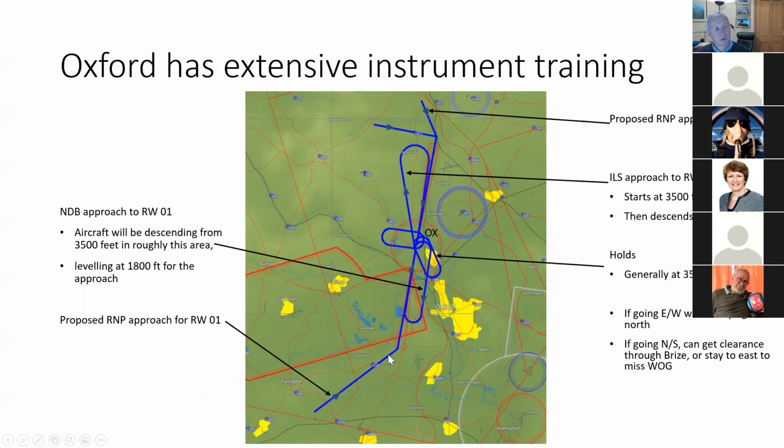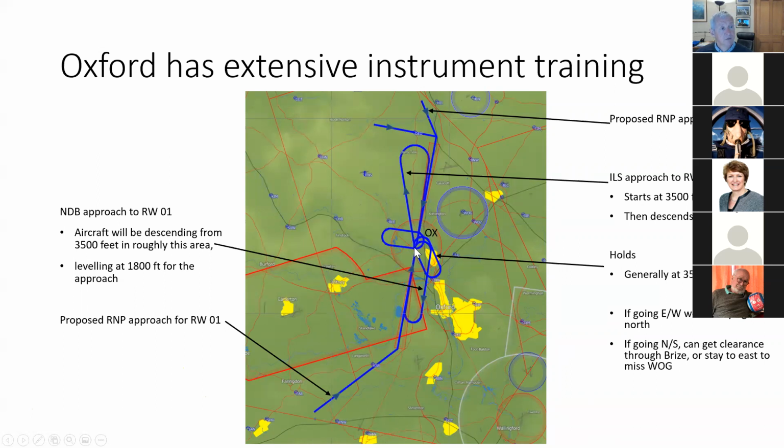And at least once I've got a clearance through this bit of Brize up through here, and then Brize have asked me if I'd be happy to talk to Oxford, and so I called Oxford and worked my way up through here, and they're much happier hearing from you because then they know what you're going to do. And for example, I've voluntarily limited my climb because they had somebody in the hold as I went through here.